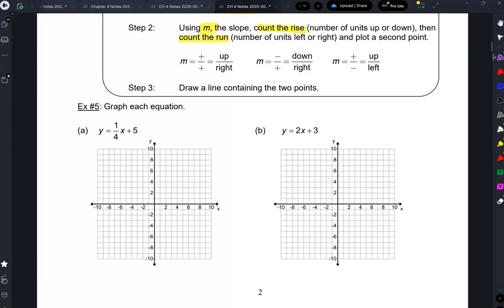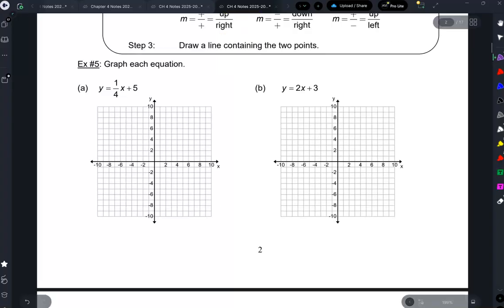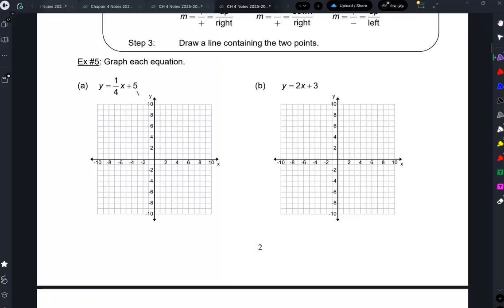What's the y-intercept? What number here? 5. So first I put in the y-intercept, B, 5. I just put a point there. Now I need to do the slope. When you're doing the slope, first use the sign to go up or down. So from here, if it's positive, you're going to go up. If it's negative, you're going to go down.